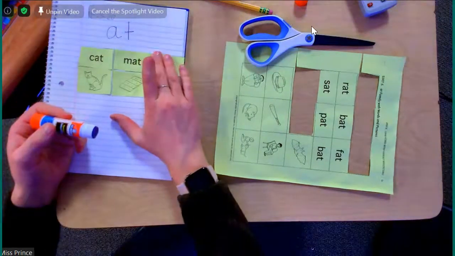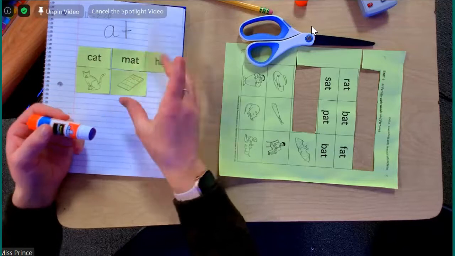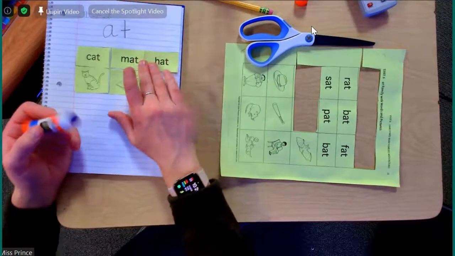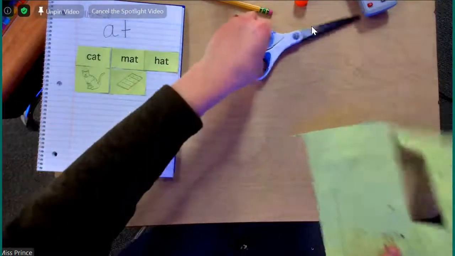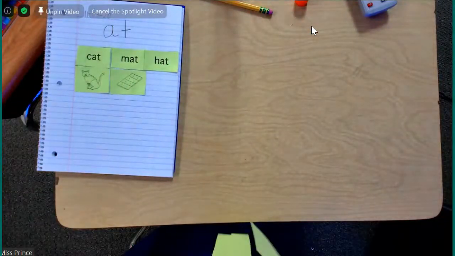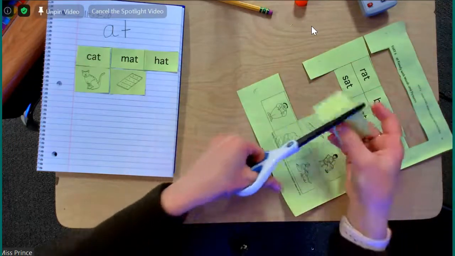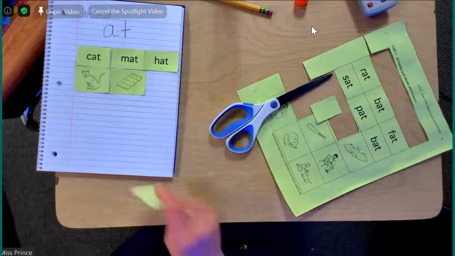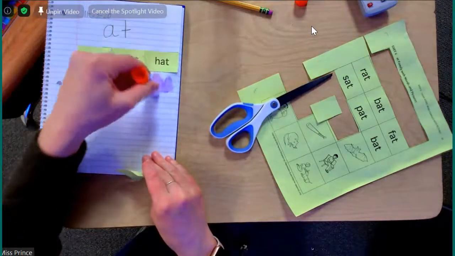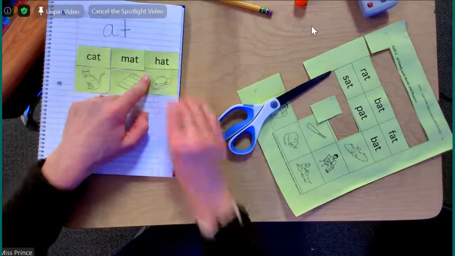So I'm going to glue hat, and I'm just going to squish it over there a little bit so it doesn't hang off the edge of the page. And now I need to cut out my picture of my hat. And I'm going to glue my hat in. Make sure that your pictures match up with your words. Hat.